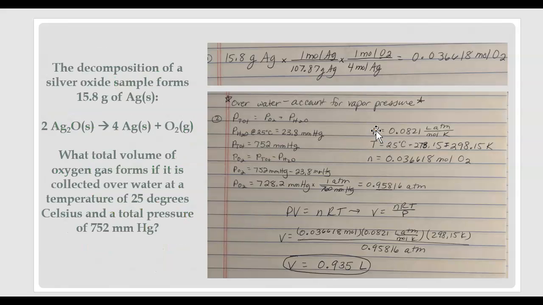If we look at how to solve this, again, we do the stoichiometry first. We find that we have this many moles of oxygen. We're going to have our pressure of oxygen, and then we'll convert it into atmospheres. Then we're going to have our R and our T. And we're going to plug it into our PV equals nRT equation, and you should find that you have 0.935 liters of oxygen gas that are produced in this reaction. We'll do a few more practice problems, but let me know if you have any questions.